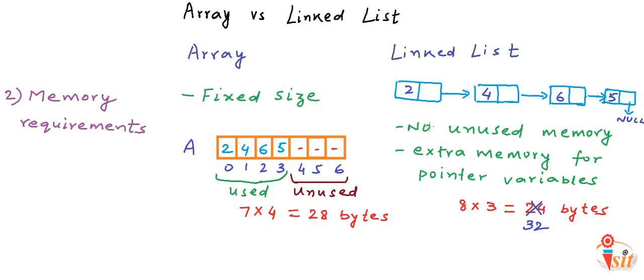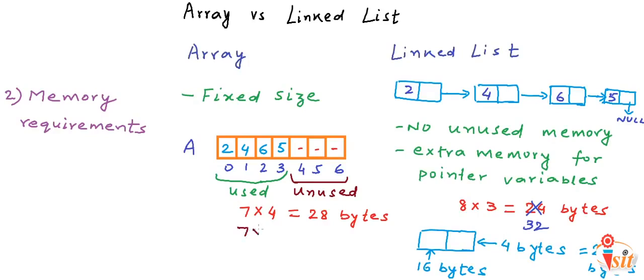So in this case we had a linked list of integers, so integer is only 4 bytes. What if we had a linked list in which the data part was some complex type that took 16 bytes? So 4 bytes for the link and 16 bytes for the data. Each node would have been 20 bytes. An array of 7 elements with 16 bytes for each element would be 112 bytes, and a linked list of 4 would be only 80 bytes.